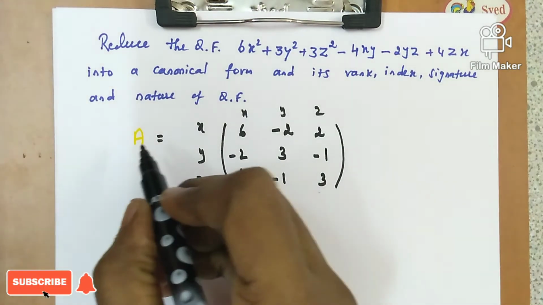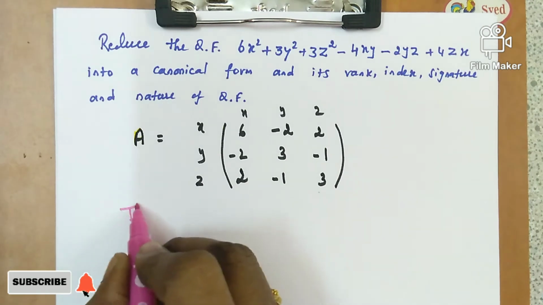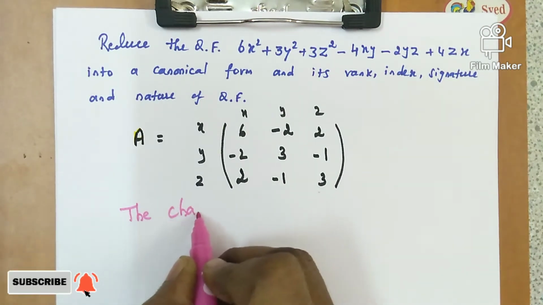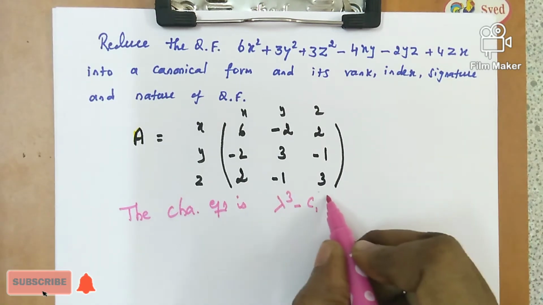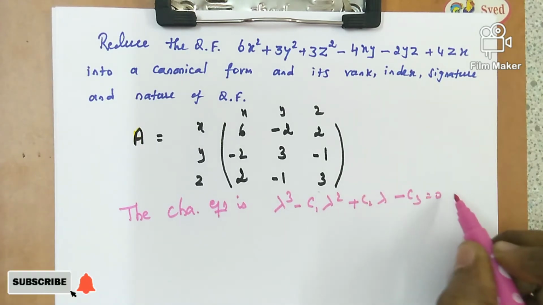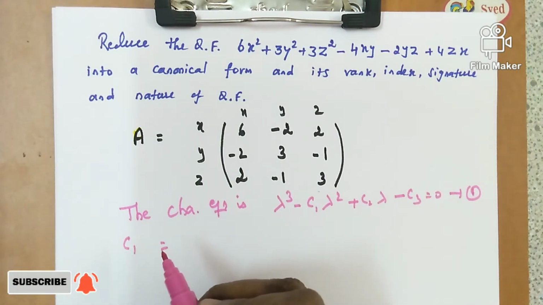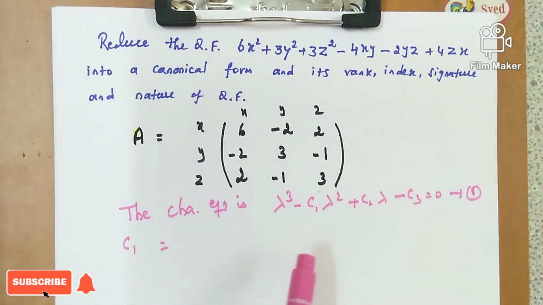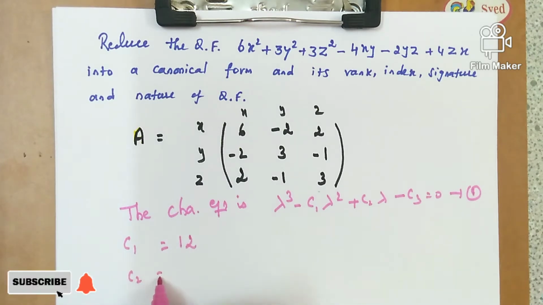So first step, the matrix A we have written. Next, we need to find the characteristic equation of the quadratic form. The characteristic equation is lambda cube minus c1 lambda square plus c2 lambda minus c3 equal to 0. We can call it equation 1. c1 is equal to the sum of the diagonal elements. Here it is 6 plus 3 plus 3, so that is 12. c1 equal to 12. c2 equal to the sum of the minors of the diagonal elements.